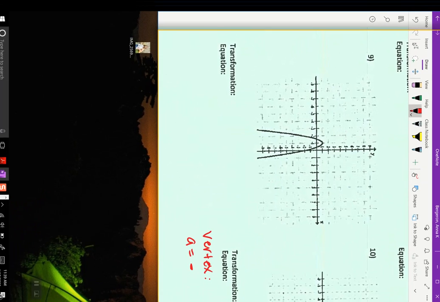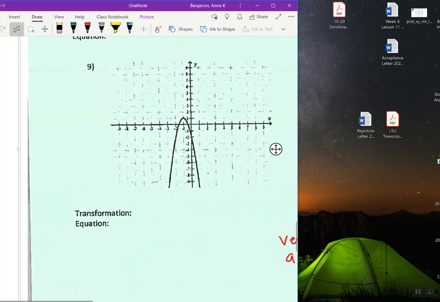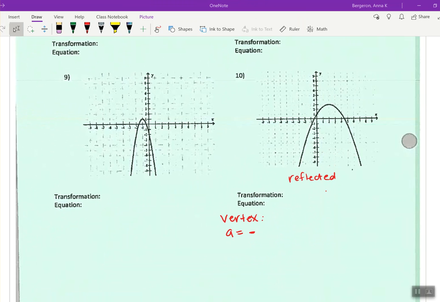When we reflect, when it flips upside down, our a value is negative. Oh, my screen just flipped over. We should be back in business now. Okay, sorry about that technical difficulty, but now we should be on a normal looking screen.